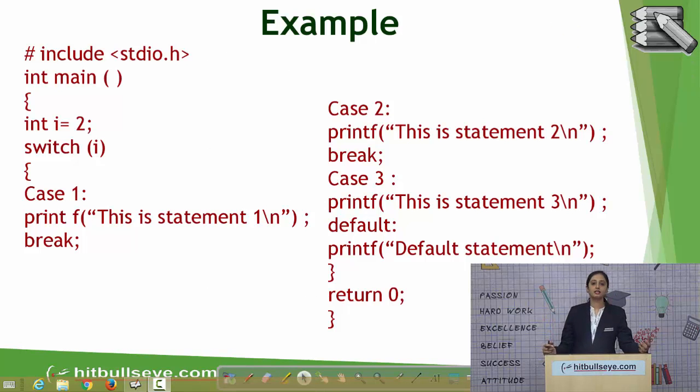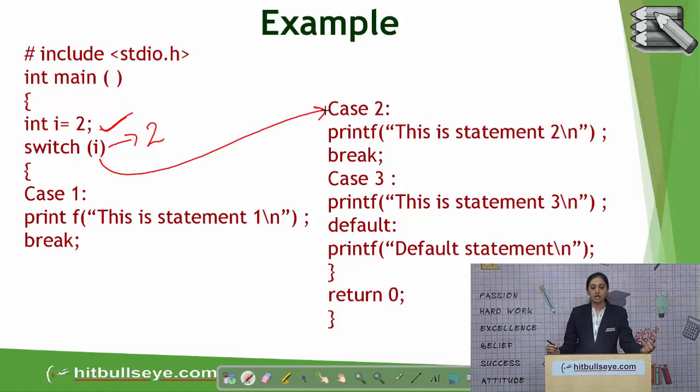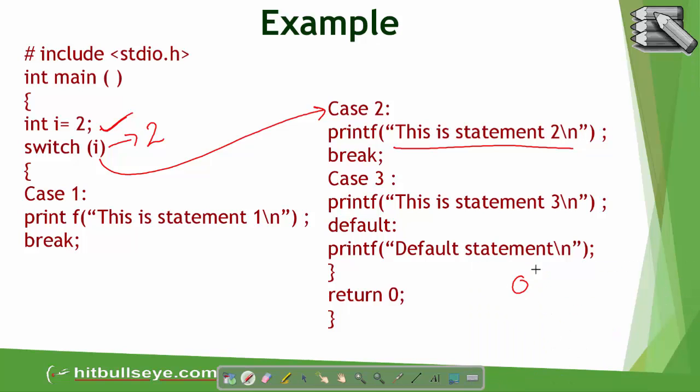Let's discuss an example of a switch statement. See here, the value of i is 2. The value of i is already given in the program. Switch i means here the value of i is 2. It will directly go to case 2 and the output will be, this is statement 2. So it will print this is statement 2, right?